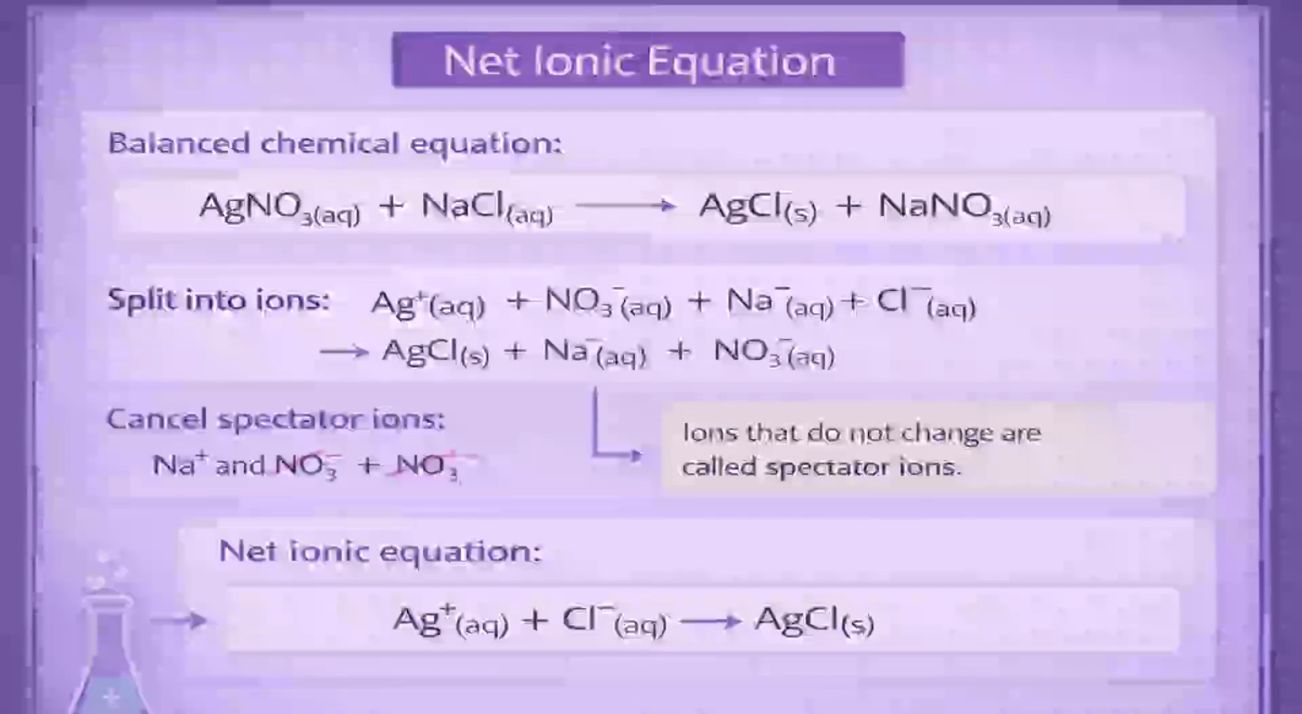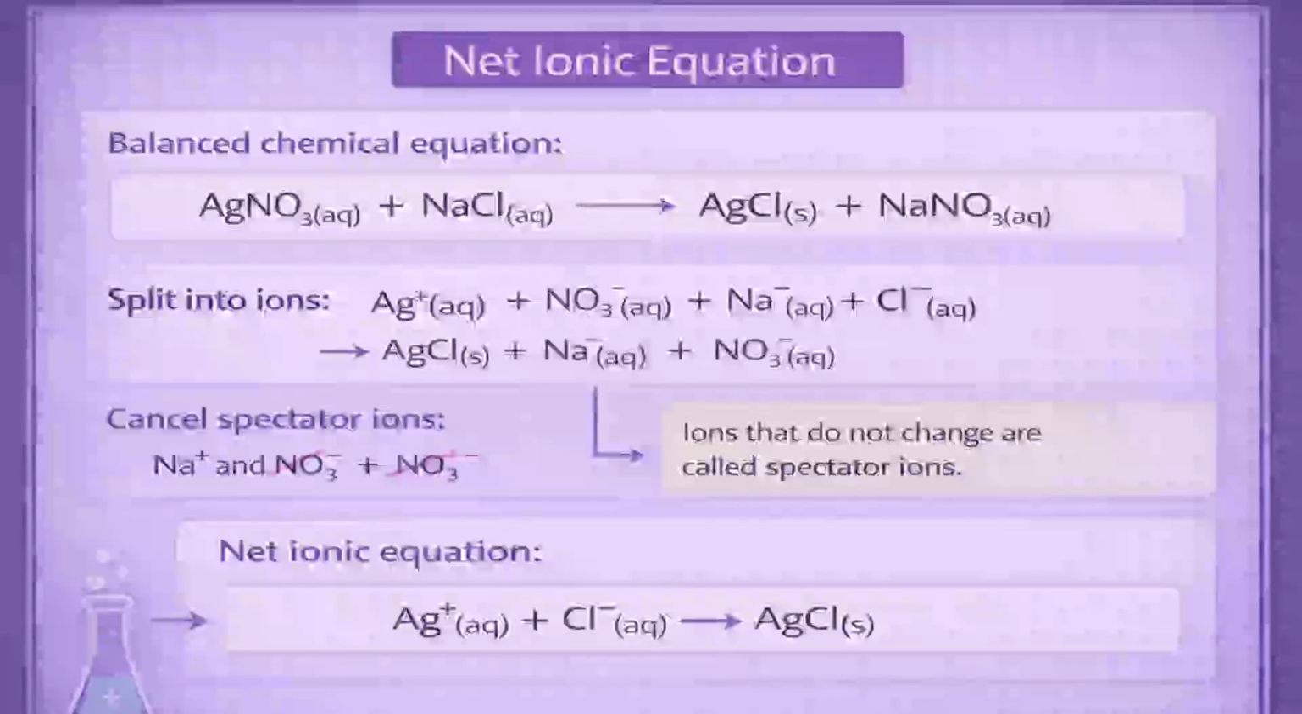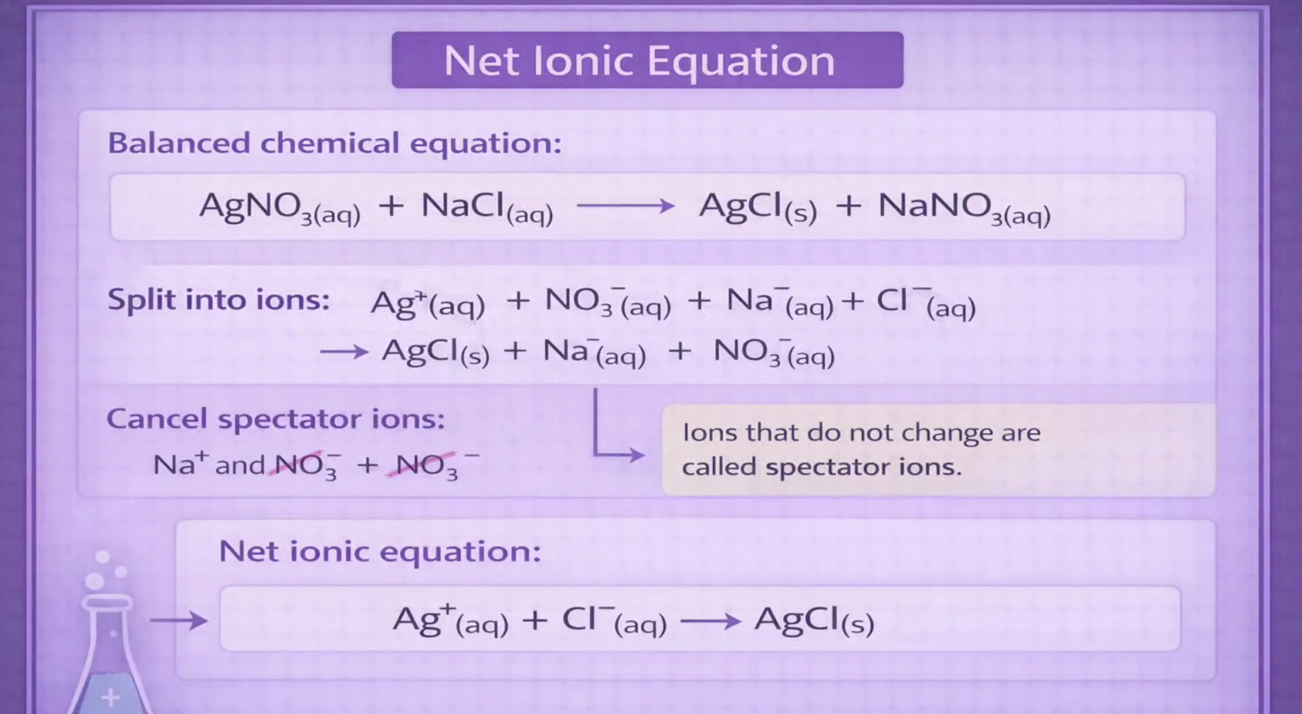Next, we split all aqueous substances into their ions. Silver nitrate forms silver ions and nitrate ions, and sodium chloride forms sodium ions and chloride ions. So the ionic equation becomes Ag+ plus NO3- plus Na+ plus Cl-, producing AgCl solid plus Na+ NO3-. Now we identify the spectator ions.